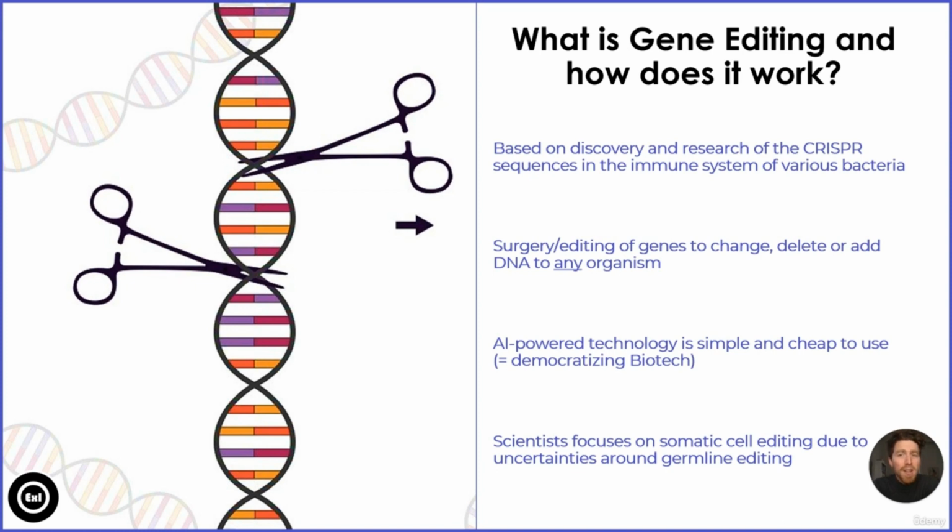In general, gene editing is based on the discovery and research of the CRISPR sequences in the immune system of various bacteria. The two scientists, Emmanuel Charpentier and Jennifer Doudna, published a paper around this in 2012 and got the Nobel Prize in Chemistry in 2020 for their work in the field. These two scientists basically discovered, or invented, the CRISPR-Cas9 technology, which is often called the gene scissor, like you can see in the picture on the left side.